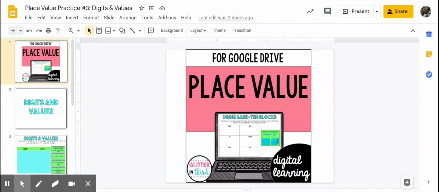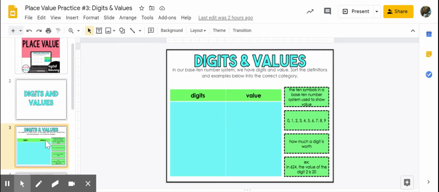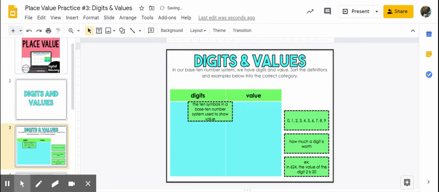Let's talk about what I want you to do to complete today's place value assignment. Today we are going to be working on practicing digits and the value of those digits. On our first slide, I want you to show me that you know the difference between the words digit and value. What I want you to do is click on each green box and drag it to the digit column or to the value column.